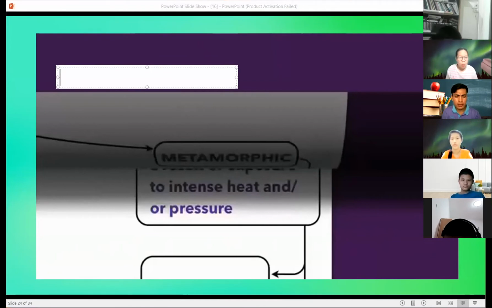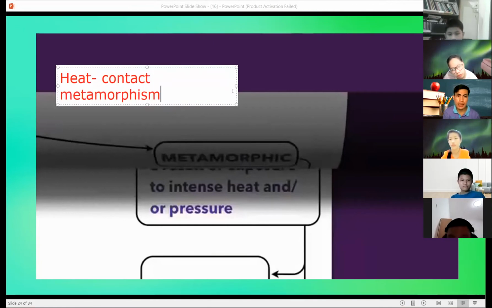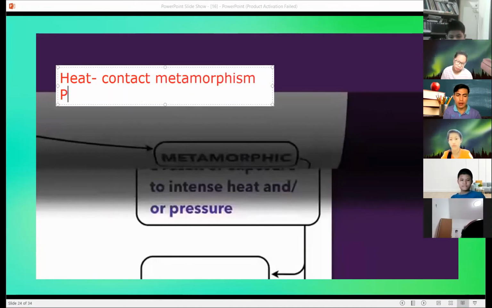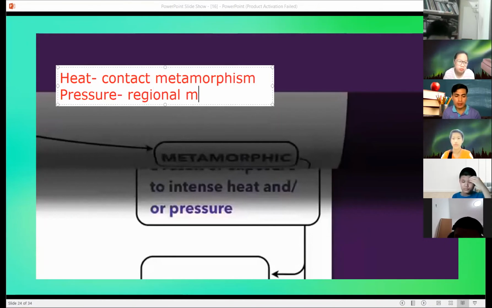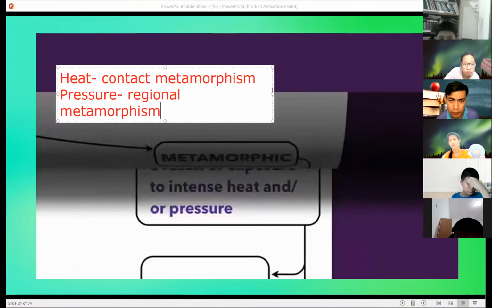When the rock undergoes heat, we call it contact metamorphism. Okay, if it is heat, we call it contact metamorphism, and if it is formed because of pressure, we call it regional metamorphism. Teacher, you didn't teach us about this.